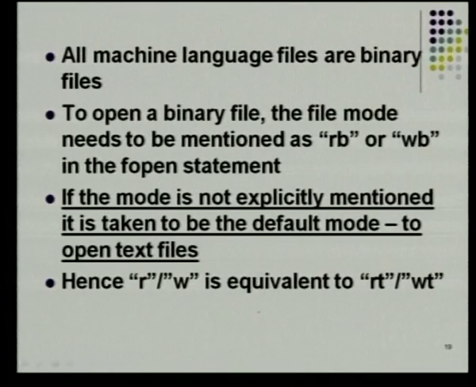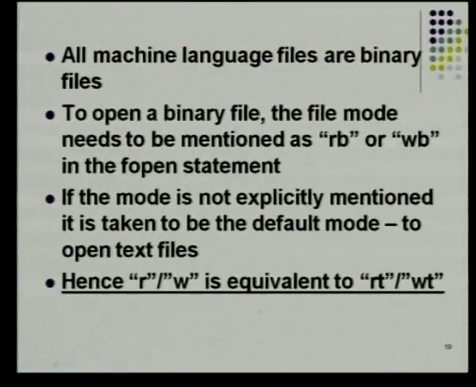What type of file, and for what reason that file is going to be used. So there you have to mention RB or WB, R or W. R or W is the default mode for text files, RB or WB is the mode for binary files. If the mode is not explicitly mentioned, it is taken to be the default mode, that is to open text files. So here again there will be a problem.